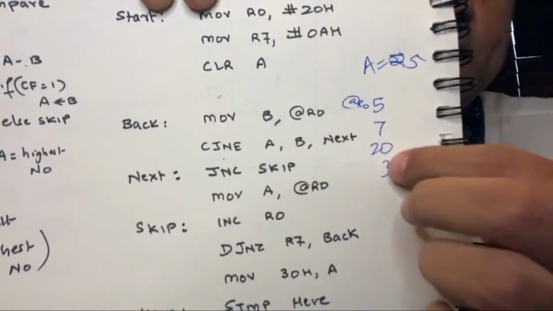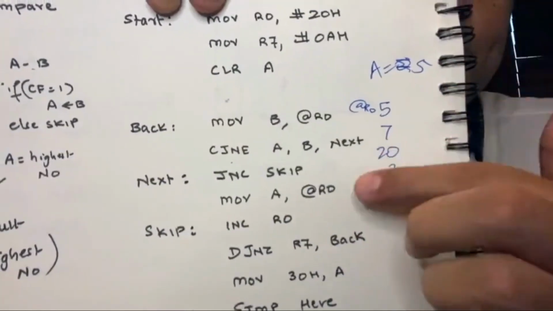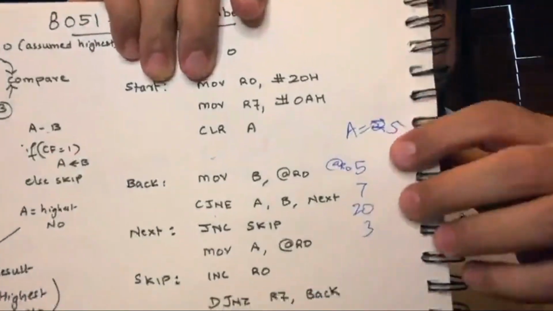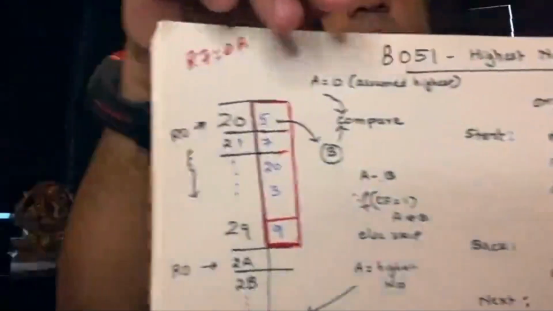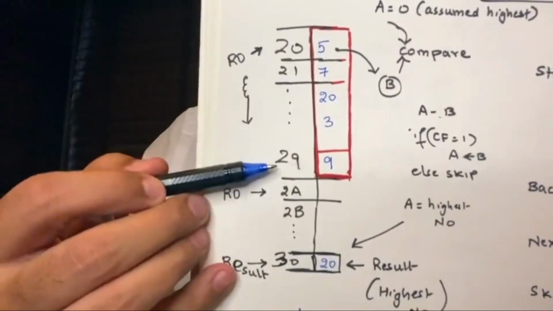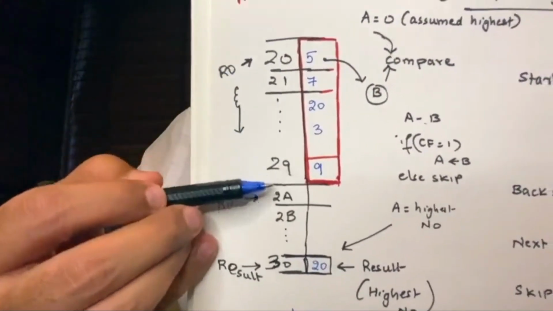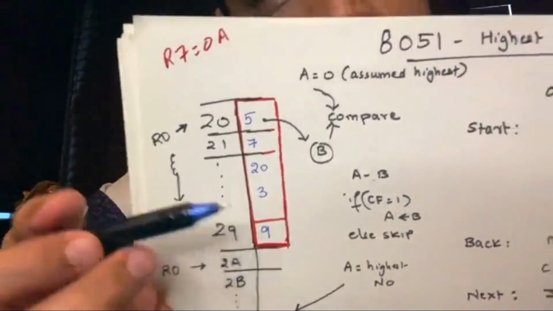Next time, 7 minus 20, there is a carry. A will become 20. Next time, 20 minus 3, there is no carry. It will skip. Are you clear? When this loop breaks, A will be 20 in this example, which means A has the highest number. The question may say store the result after the series. In that case, R0 was being incremented anyway, so it will point to the next location after the series. Store the result directly over here, if the question says that.